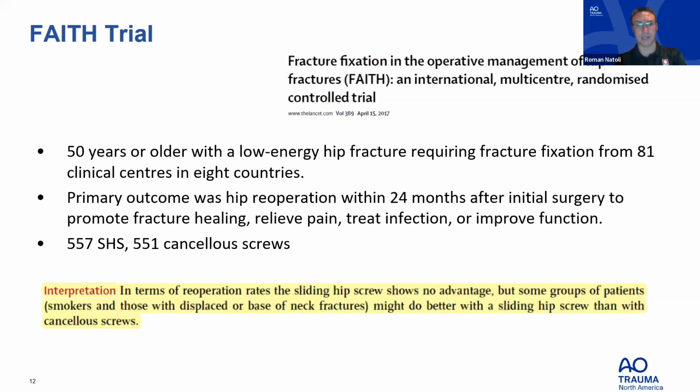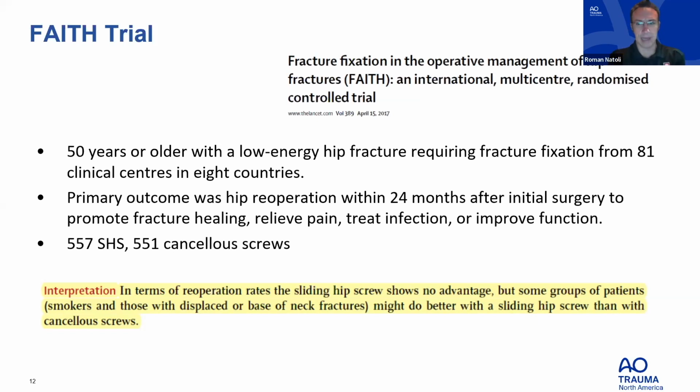These were patients aged 50 years or older with a low energy hip fracture. Primary outcome was hip reoperation within 24 months after the initial surgery for any of these reasons. And there were 557 sliding hip screws and 551 cancellous screw constructs.